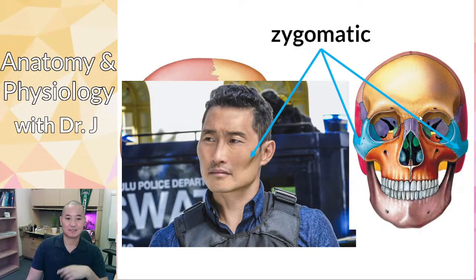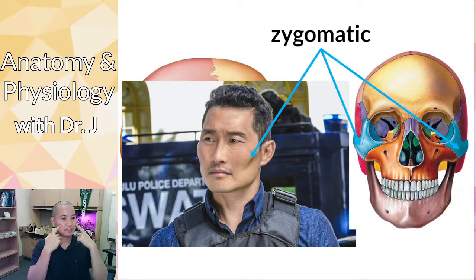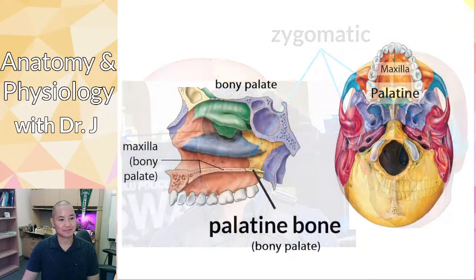So zygomatic, another way to remember is: when you say the word Z, what happens? Your cheekbones become more prominent. So when you say Z, you feel your cheekbones. Good way of showing it off.